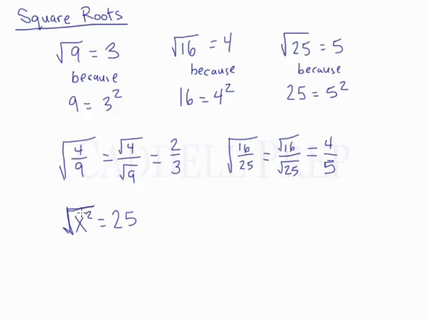And of course, whatever you do to one side of the equal sign, you do to the other. So the square root of x squared more or less gets rid of the 2, the squaring. So we're just left with x. And the square root of 25 is 5. So we see that if x squared equals 25, then x must equal 5.